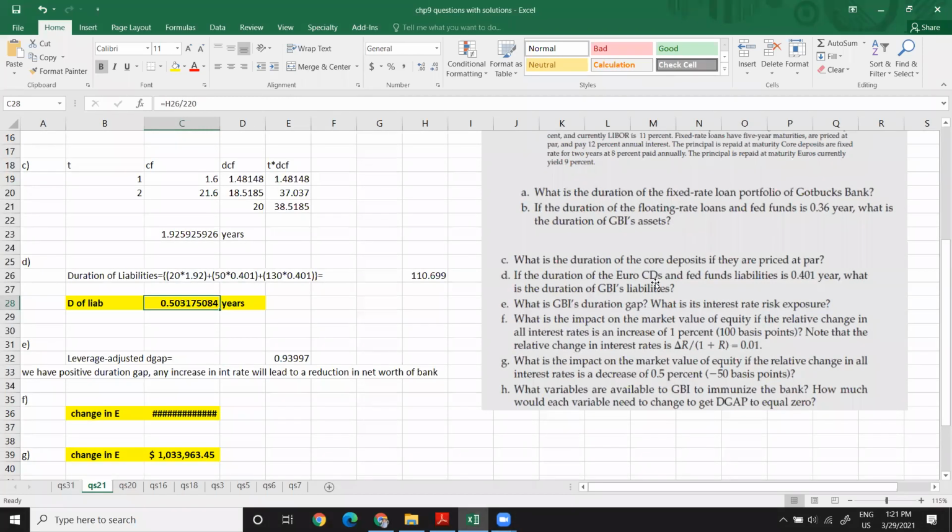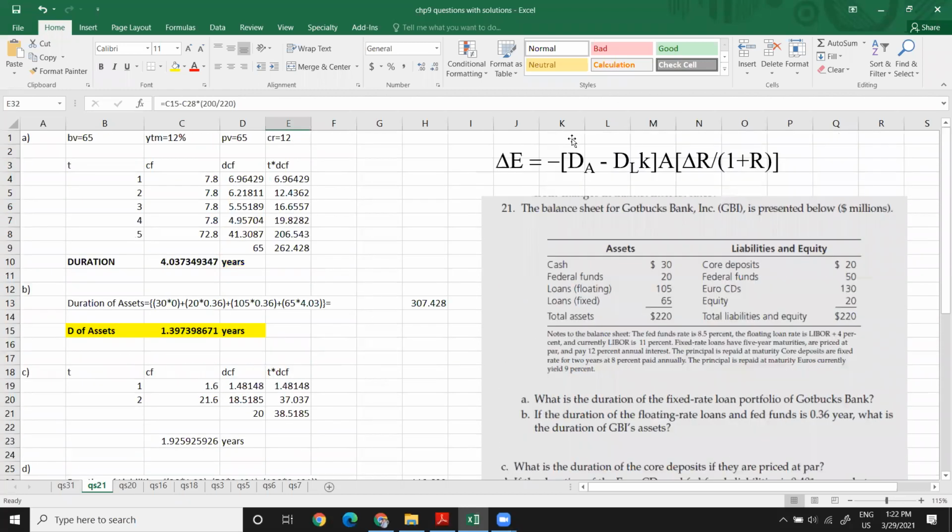We were on part D, where we estimated the duration of the liabilities. Now the question is E: what is the GBI duration gap and what is the interest rate risk exposure? If you estimate the GBI duration gap, or leverage adjusted duration gap, it directly shows you the exposure to interest rate changes. It tells us in what case your financial institution will be exposed to an interest rate increase or decrease. If you have a positive number, your financial institution is exposed to an interest rate increase. If you have a negative number, it is exposed to a negative change in the interest rate, because of this negative sign.